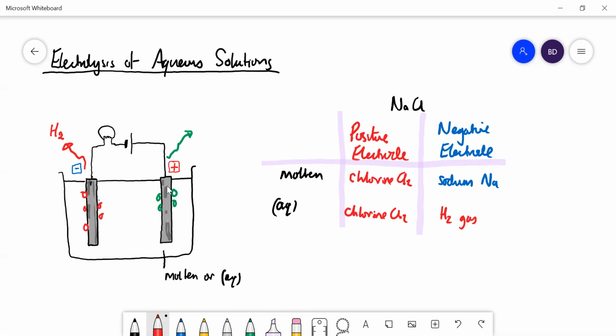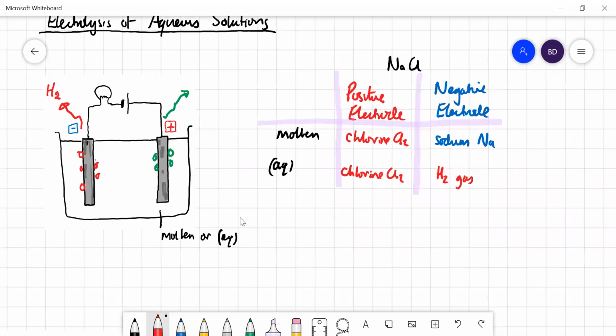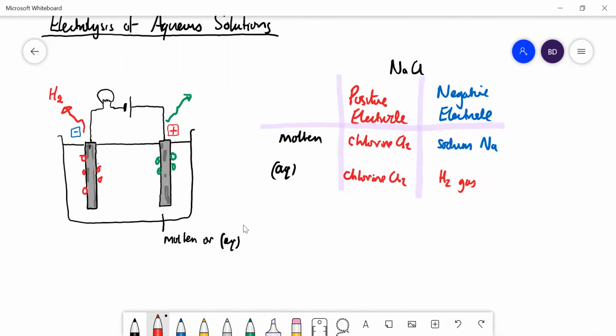Right, we've got to think why we get hydrogen gas forming and what that means. When we think about what's going to go to the negative electrode, it's going to be positive ions. And the positive ions we've got in solution, well, we've got two. We've got sodium ions, and we've also got H plus ions. Now, where are the H plus ions coming from? Well, they are coming from water.